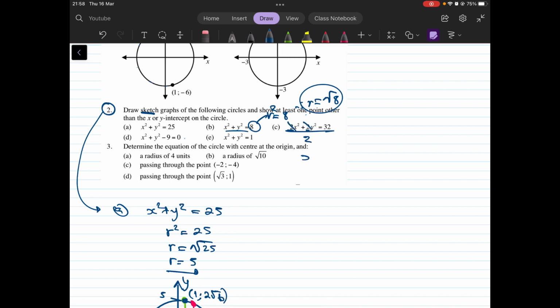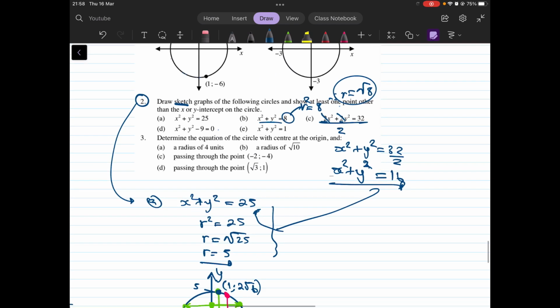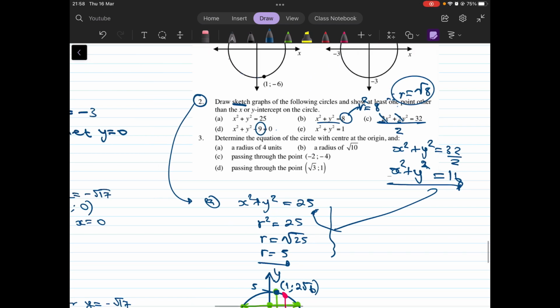Okay, so you'll have x squared plus y squared equals 32 over 2, which is basically 16. That means x squared plus y squared equals 16, and then you have your equation in standard form. Then you come back to doing exactly the process that we did there. As for this one, just move this 9 to this side. So you'll have x squared plus y squared equals 9. This is the standard form.